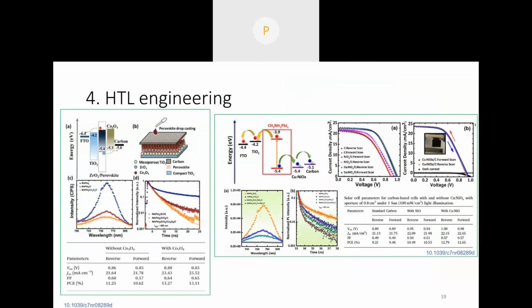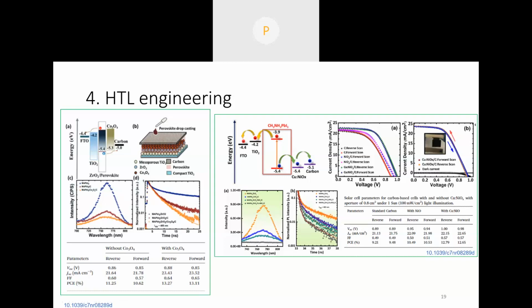There are some more reports on that, but I covered only these two. Generally people use a nickel oxide layer there, but in this they used a copper doped nickel oxide layer, and the efficiency improvement is better compared to normal nickel oxide. I covered this paper here, and in this case the VOC achieved is around one volt, with a power conversion efficiency of 12.65% and an aperture area of 0.8 centimeters square.